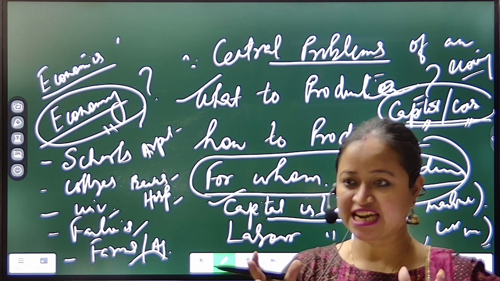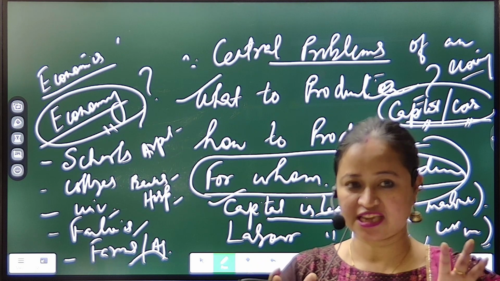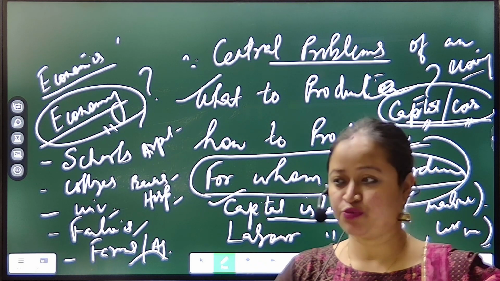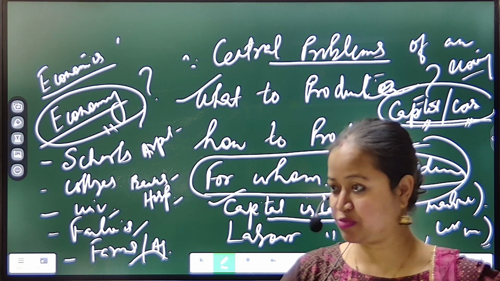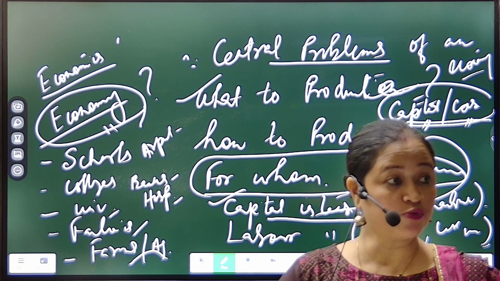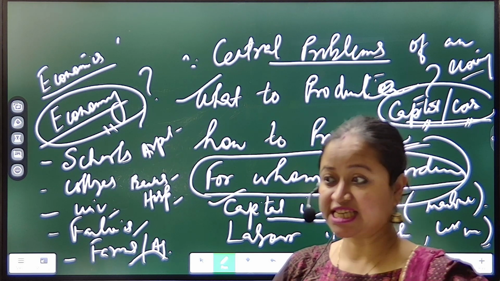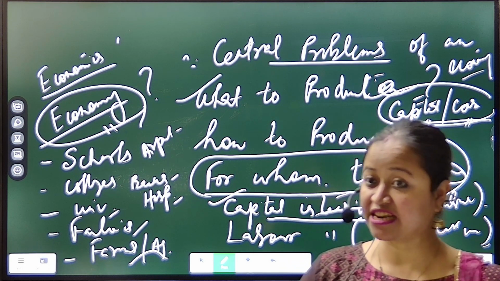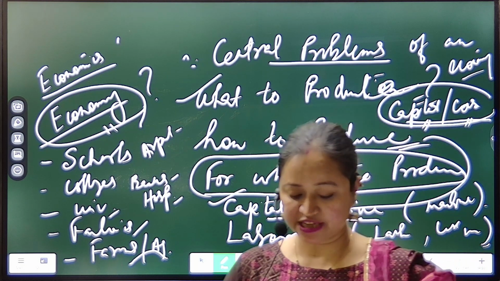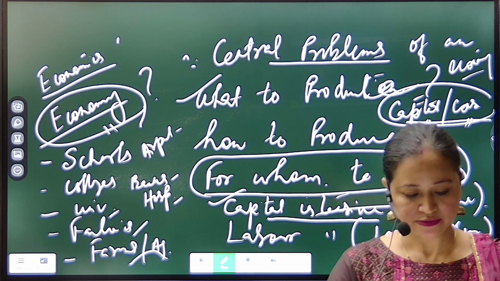So resources are limited. एक section के लिए तो नहीं produce करेंगे ना, है कि नहीं? So it will be produced for all the sections of the people, different qualities of the goods. So for whom to produce? किसके लिए produce करेंगे? So this is the central problem of an economy. Understood? Okay.